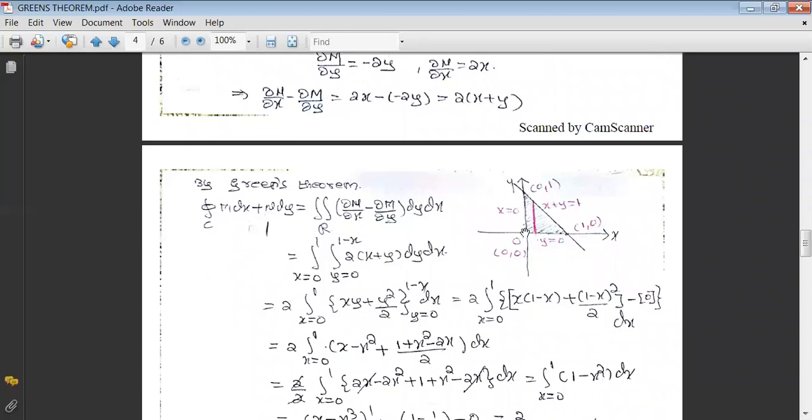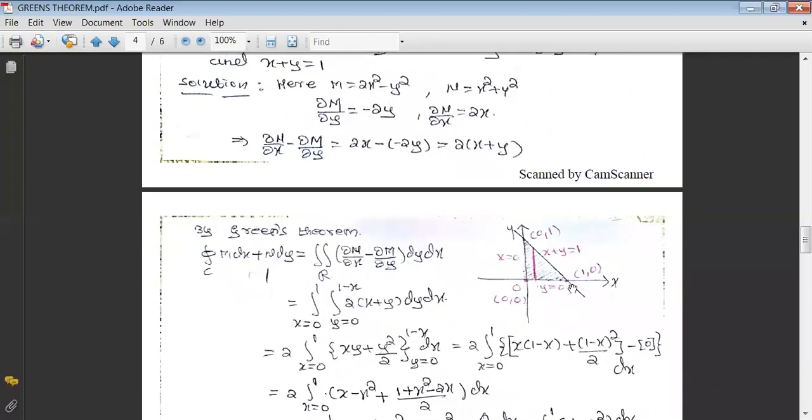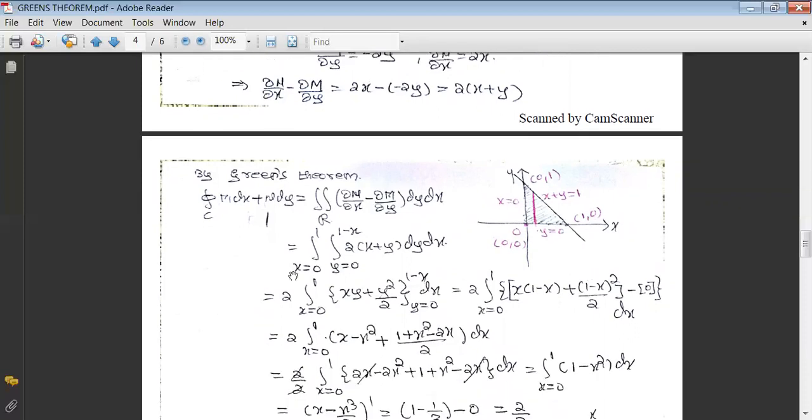Now again this is the region bounded by these curves. In order to cover this region, I'll consider a strip parallel to the y-axis. First let us set the limits for y. You take any point on this line, y value is 0. And if you take any point on this line, y value is 1 minus x. That's why y varies from 0 to 1 minus x. Now in order to cover this region, this strip has to start its journey at this line x equals to 0 and it has to end the journey at this point, where the x value is 1. That's why x varies from 0 to 1.